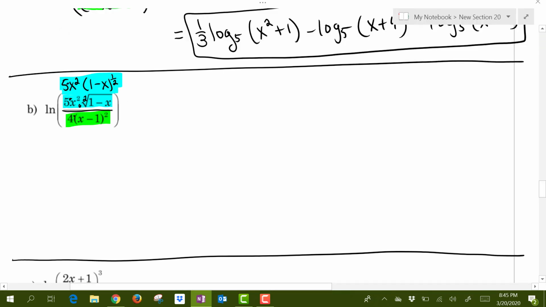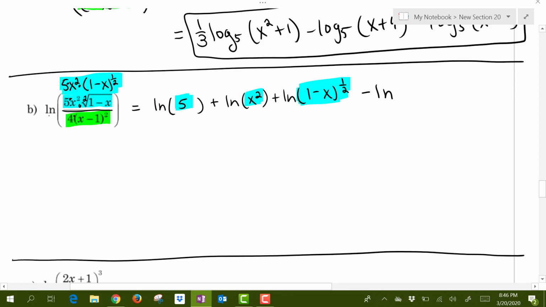And now anything that's at the top separated by multiplication is going to go into a positive log. So I'm going to have natural log of 5 plus natural log of x squared plus natural log of 1 minus x to the 1/2 power. So all those different factors at the top of that log go into positive logs. Anything at the bottom of that fraction then is going to go into a negative log. So you'll notice that we started out with ln, and I'm going to use ln for all of the logs as I separate this out into multiple logs.